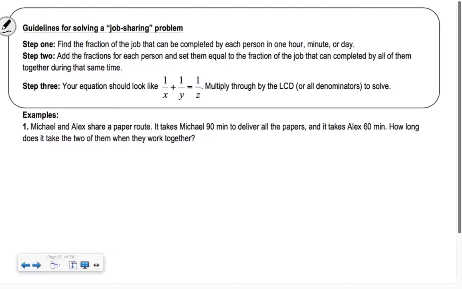Okay, so Michael and Alex share a paper route. It takes Michael 90 minutes to deliver all the papers. It takes Alex 60 minutes. How long does it take the 2 of them when they work together? So if we talk about our time period now, we're talking about minutes. So in a single minute, Michael could do what portion of the job? Close. 1/90th, right? Michael was the 90 minutes. So in a single minute, he can do 1/90th of the job. In a single minute, Alex can do 1/60 of the job.